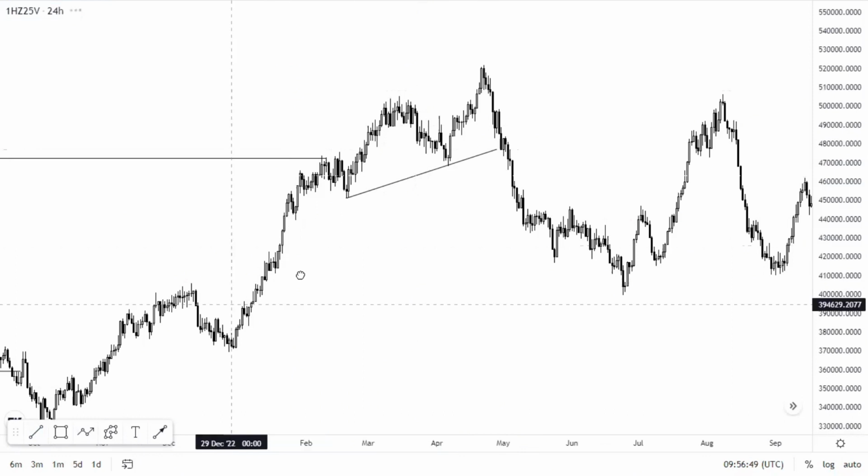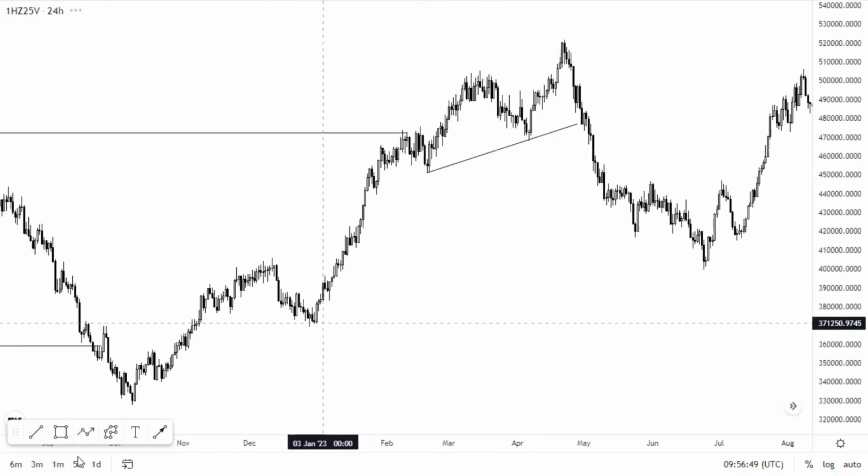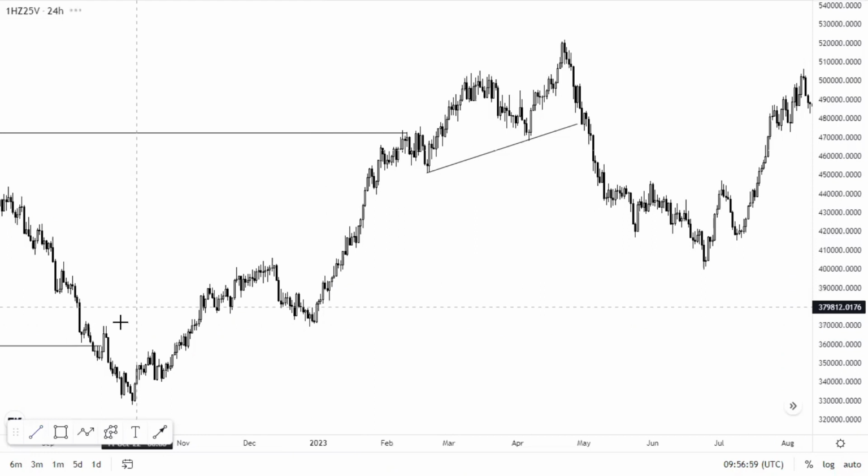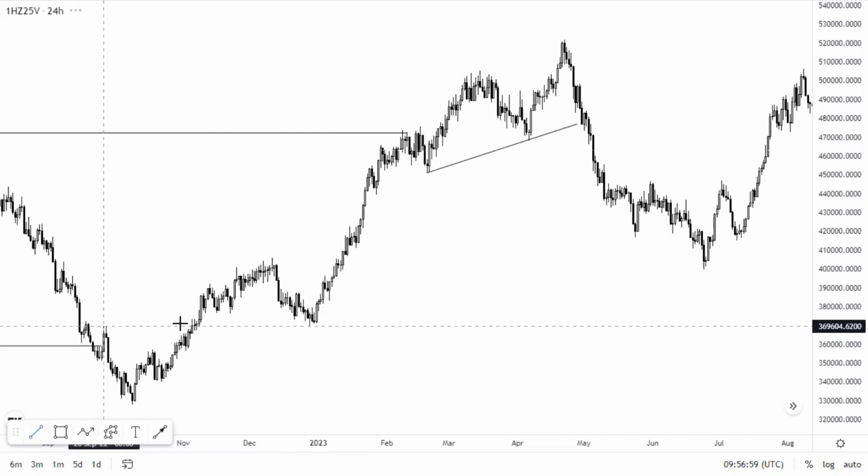So let's mark out the last break of structure in our internal structure. But first, let's mark the first break of structure. We had our first break of structure here, which is the intent. That's the first break of structure.